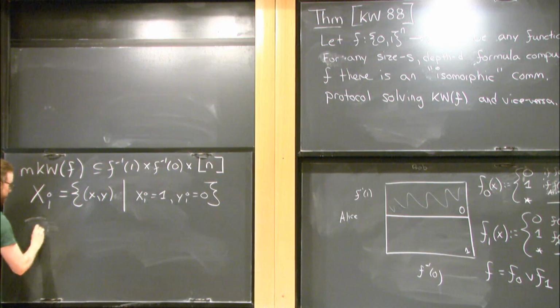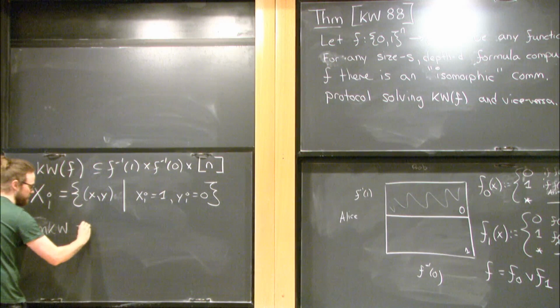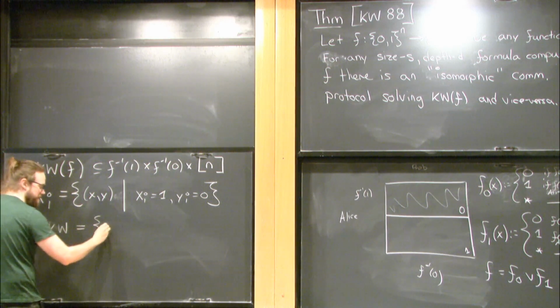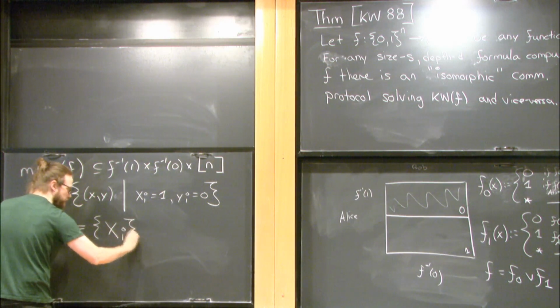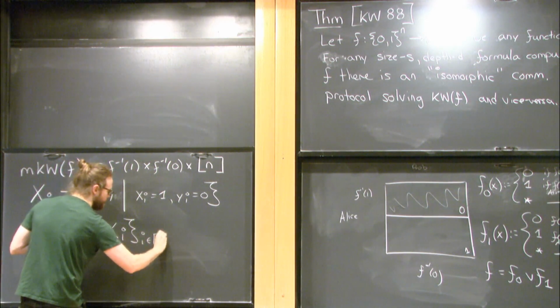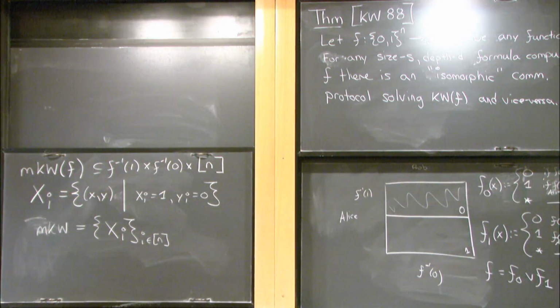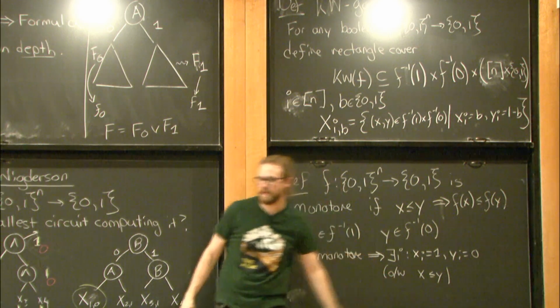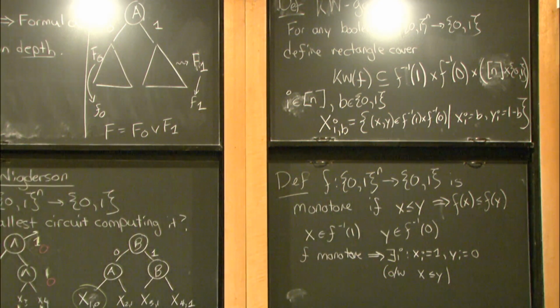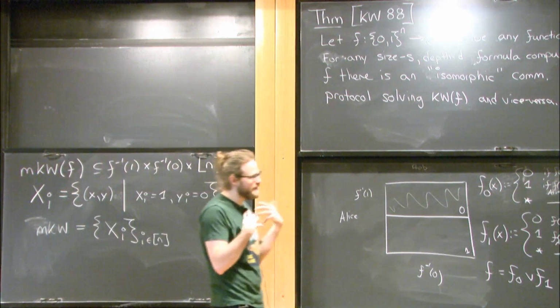And then we can define MKWF as a relation. I like to think of it as the actual rectangle cover itself, the collection of rectangles. So this is certainly still a rectangle cover, because these are rectangles, and it covers everything for this fact.